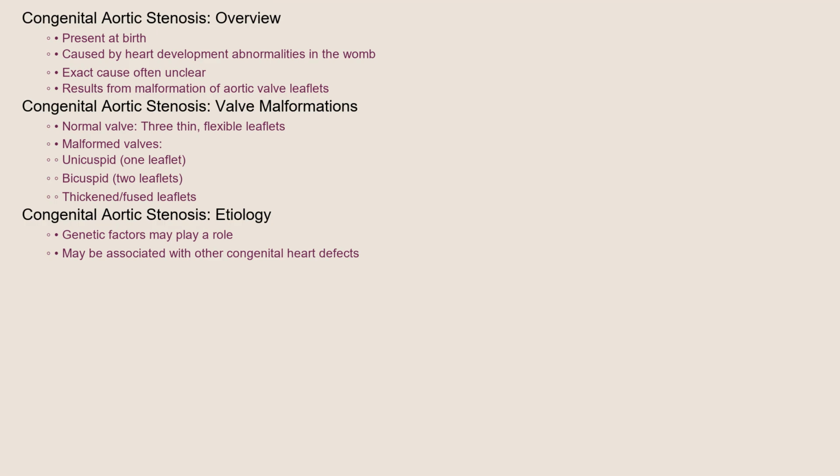It's caused by abnormalities that occur during the heart's development in the womb. While the exact cause remains unclear in many cases, it often results from malformation of the aortic valve leaflets. Instead of having three thin, flexible leaflets that open and close easily, the valve might have only one leaflet (unicuspid), two leaflets (bicuspid), or three thickened or fused leaflets. Genetic factors are thought to play a role, and it can sometimes be associated with other congenital heart defects.